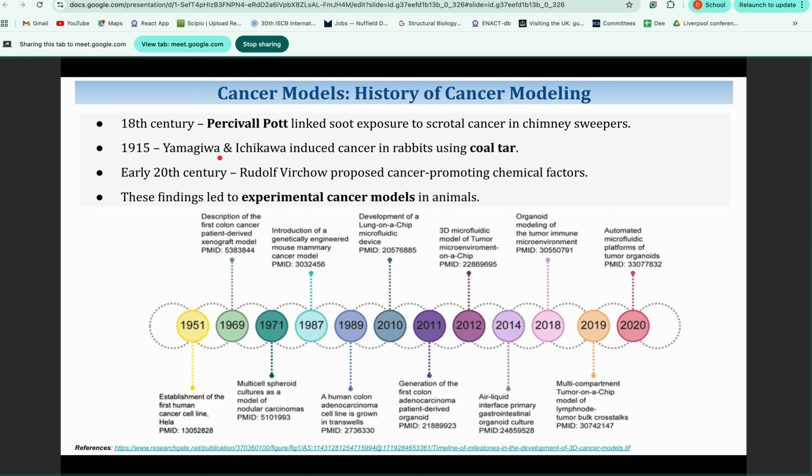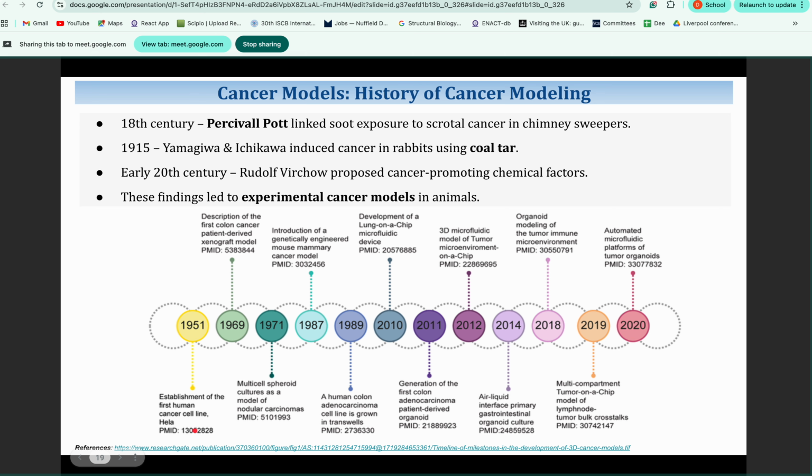In 1915, Yamagiwa and Ichikawa induced cancer in rabbits using coal tar. So from here they linked that this particular exposure is leading to this cancer. In the early 20th century, Rudolf Virchow proposed cancer promoting chemical factors, and all these findings led to the experimental cancer models in animals.